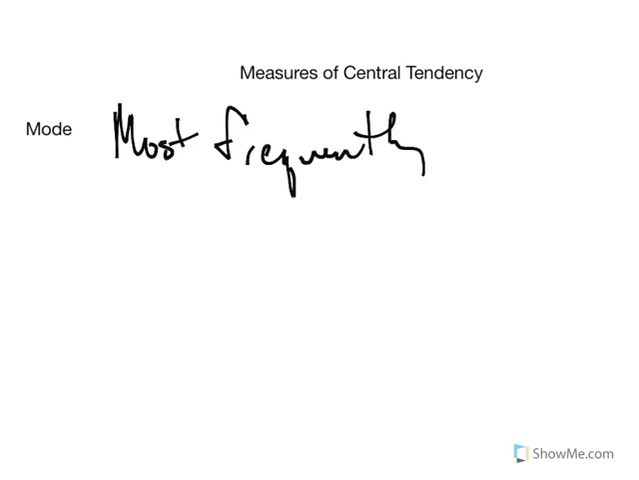Okay, welcome back. The next measure of central tendency is the mode. The mode basically just means the most frequently occurring score. In other words, what score is the most popular? What score is occurring the most?